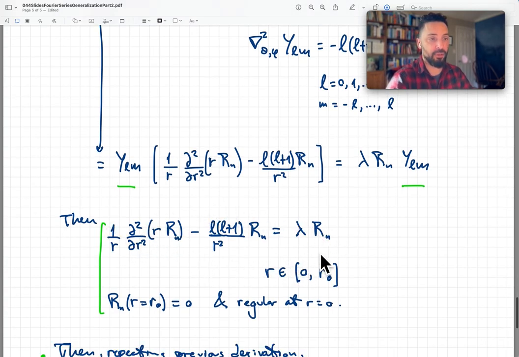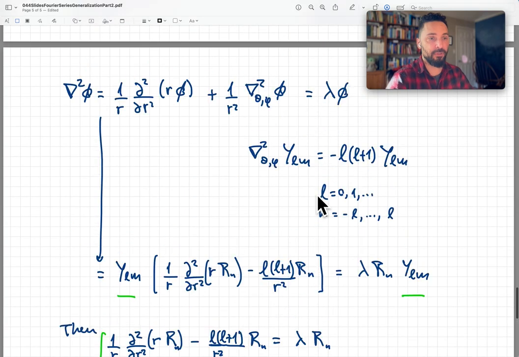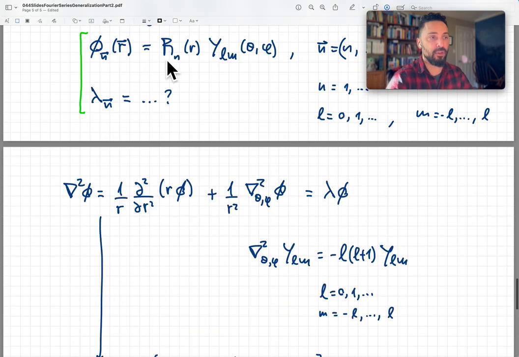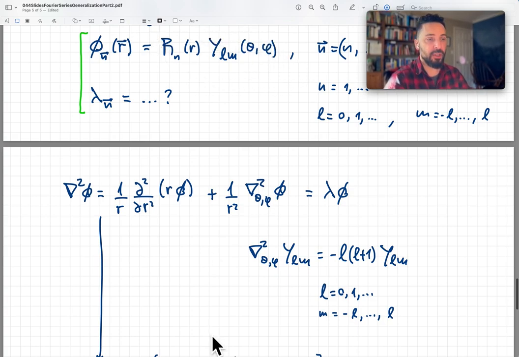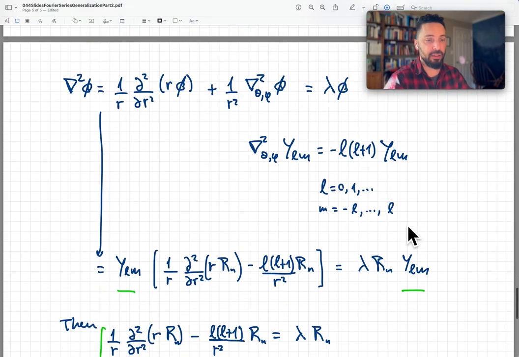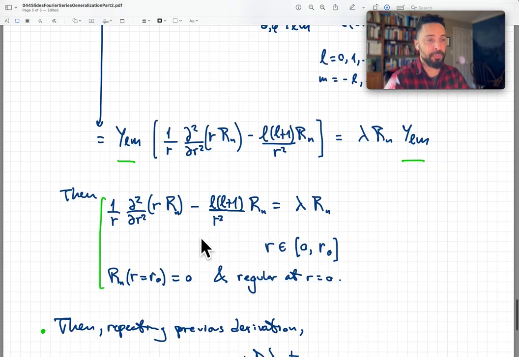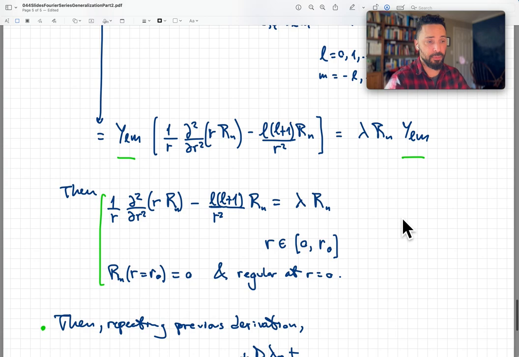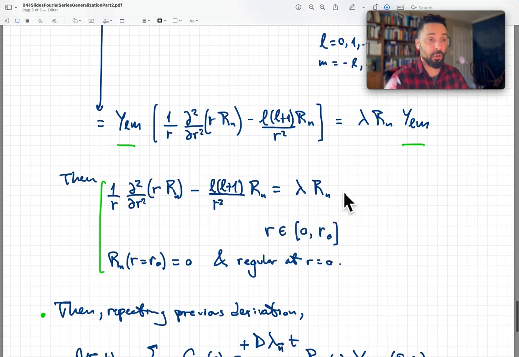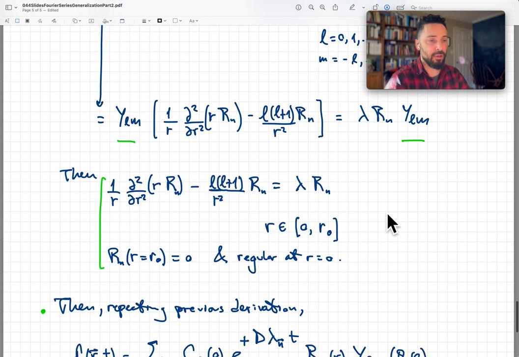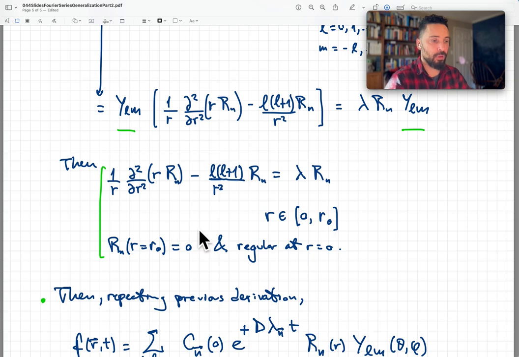Because we knew our geometry, we proposed this solution for our eigenfunctions, and indeed that's the trick. All we need to do now is to find these functions R sub n that contain some index that we haven't discovered yet. There's the eigenvalue that we also haven't discovered, but we know that there's this L plus 1 part coming from the spherical harmonics. This is a second order differential equation, but it's an ordinary differential equation for Rn. It's linear as well in Rn. So this should be solvable for us.